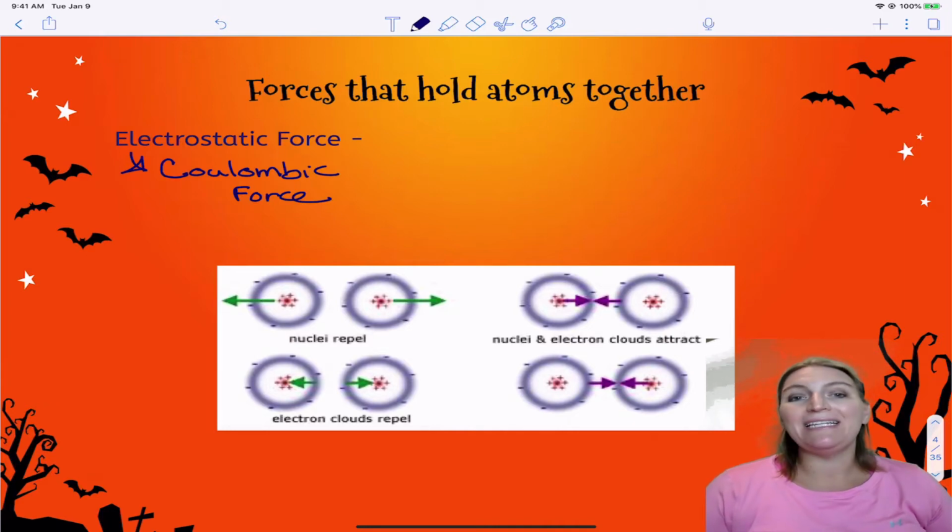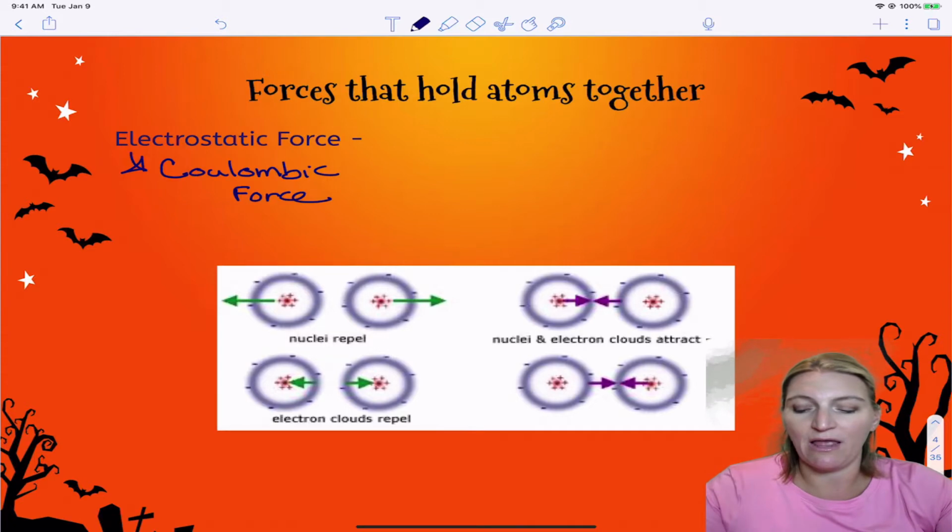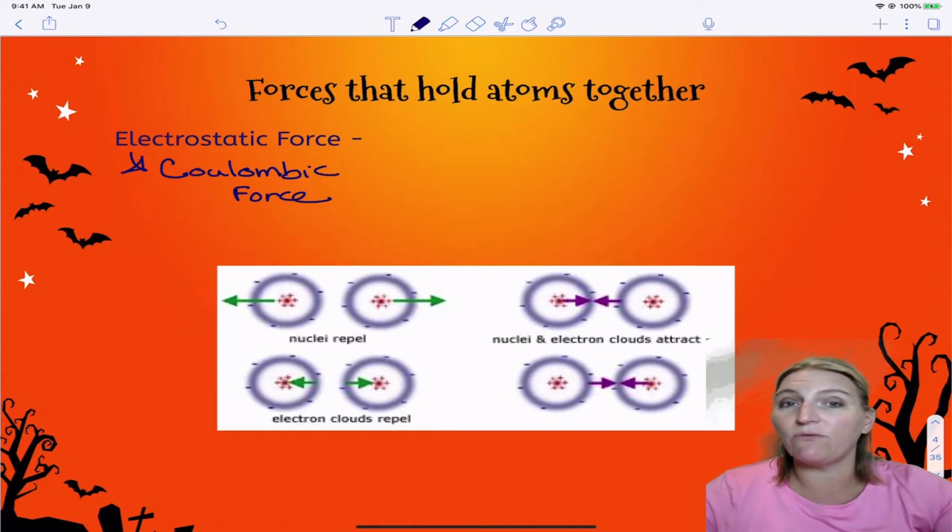Hi. The next section that we are learning is just a subsection of still that 4.2, the basic structure of the atom. And we're going to be learning about what holds an atom together. What are the forces that hold an atom together? And the first force that we're going to look at is something that is called the electrostatic force.